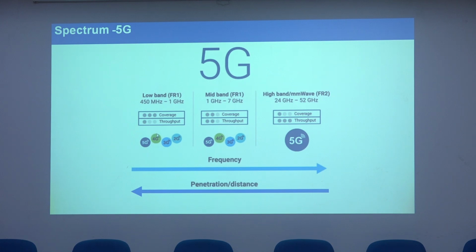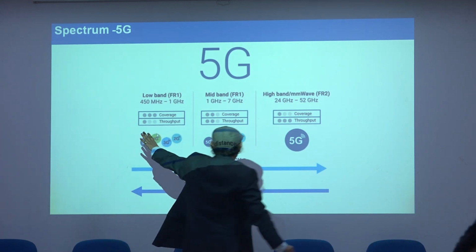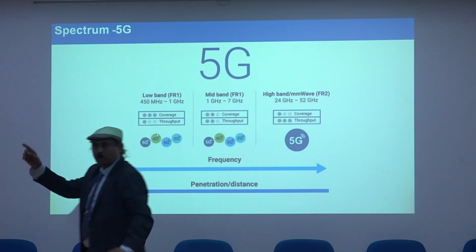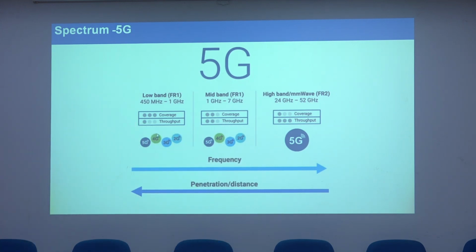Now the spectrum, you cannot operate on the entire spectrum. In 2G, 3G, 4G, there was some dedicated spectrum covered in these areas. In 5G in India, 3.5 gigahertz spectrum has been given. That is known as the FR1 band. These questions are commonly asked in the interview.